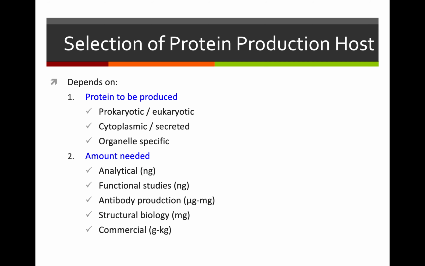Secondly, whether it's cytoplasmic or secreted. Again, this is also crucial, because if it's cytoplasmic, usually there's not really that much of a problem. But if it is secreted, you have to choose a suitable host that could allow the secretion of the product later on. And lastly, is it organelle specific or not? Especially if the protein comes from eukaryotic cells, for example, plant or animal, they probably have a specific organelle. So you also need to choose a host that would enable it to be expressed in that specific organelle.